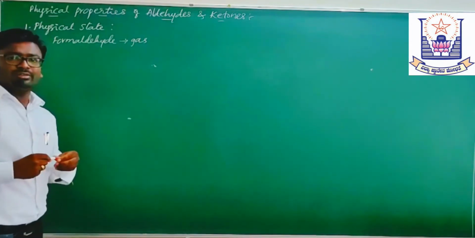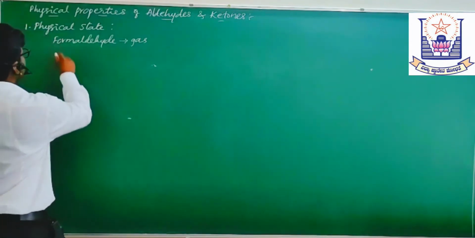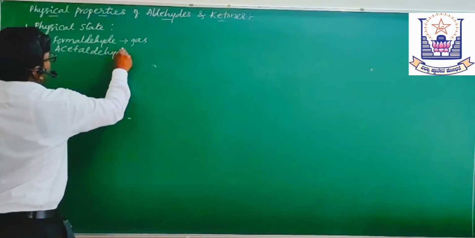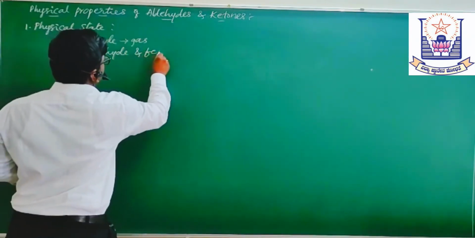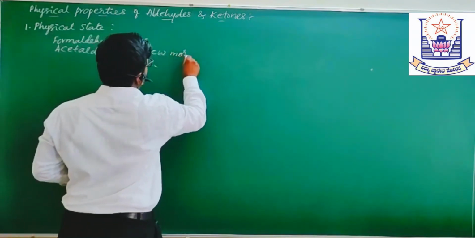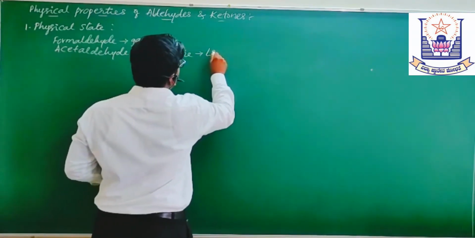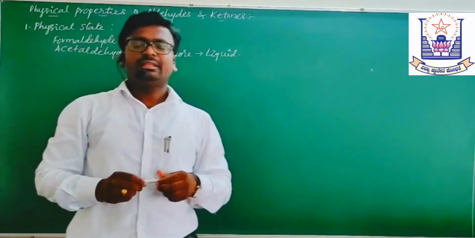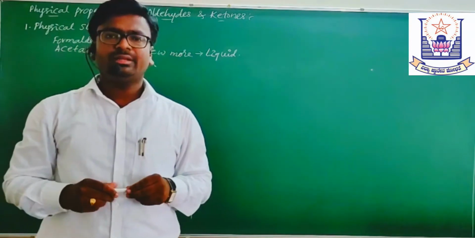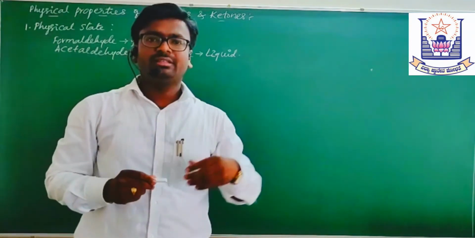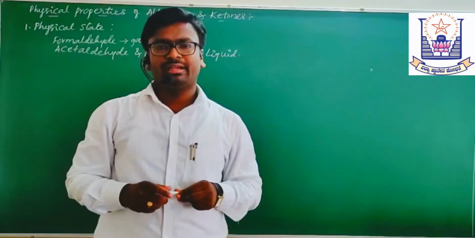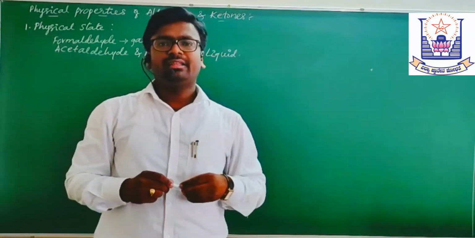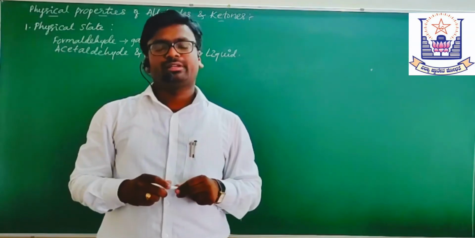And the higher member of the aldehydes is acetaldehyde, and a few more compounds are volatile liquids at room temperature. Usually acetaldehyde is a volatile liquid. And if you take the third compound, propionaldehyde, it is a liquid. Like that, butyraldehyde is a stable liquid at room temperature.